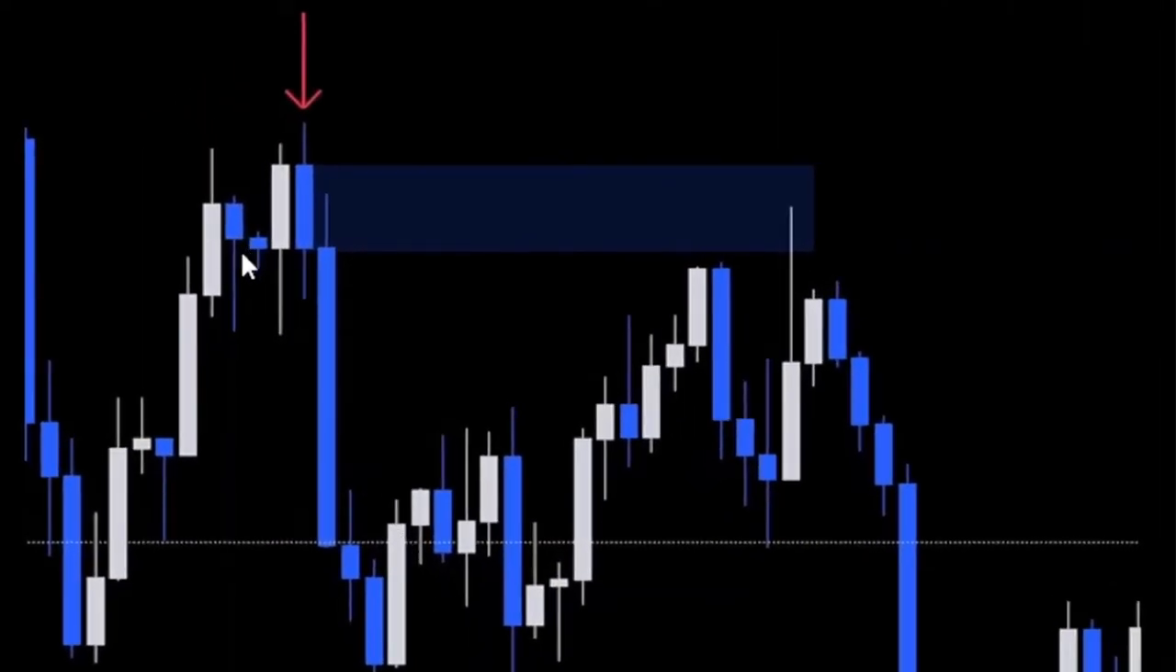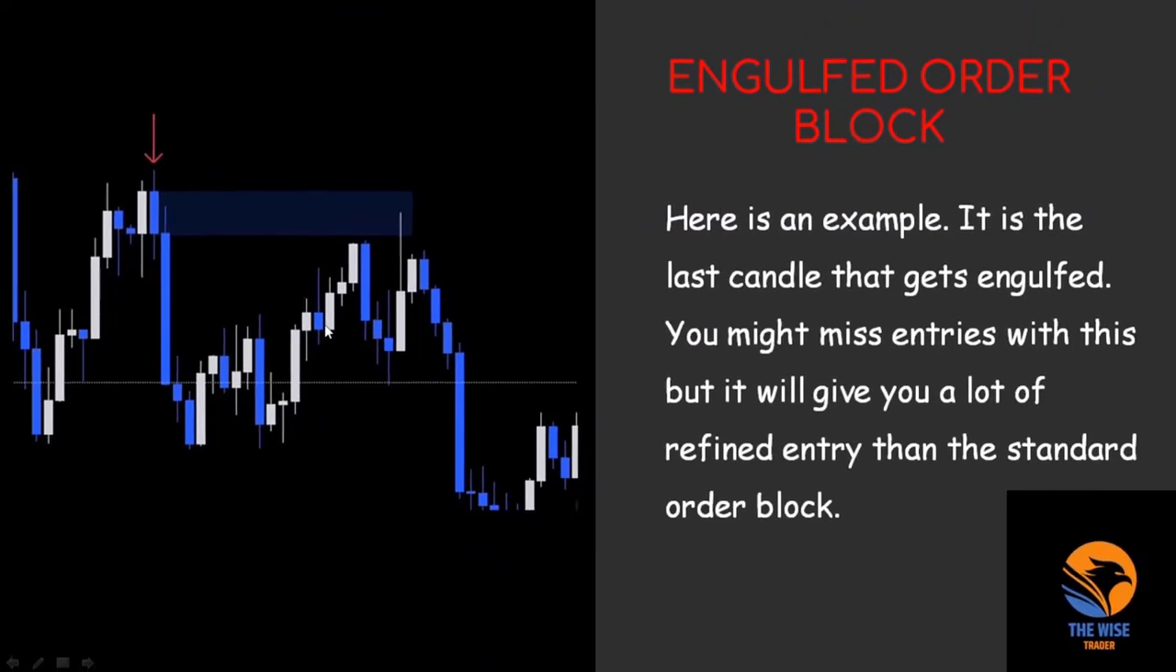As you can see, this blue one here is not a bullish candle, it's a bearish candle. It's a down candle, but it was the candle that got engulfed. The bulk of price, volume of price, took out the low of it. Here, this blue candle did not take out this low. This bearish candle did not take out this bullish candle here. So this is the engulf order block, and this can help you get very high risk to reward trades when you use them properly.